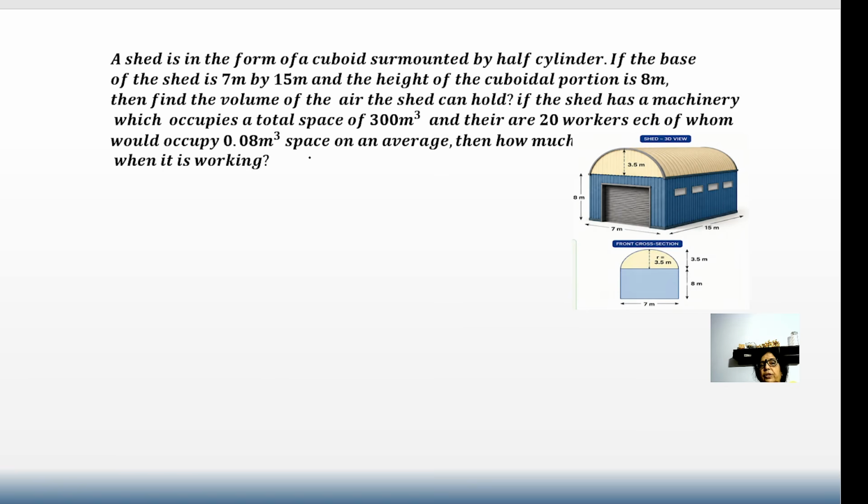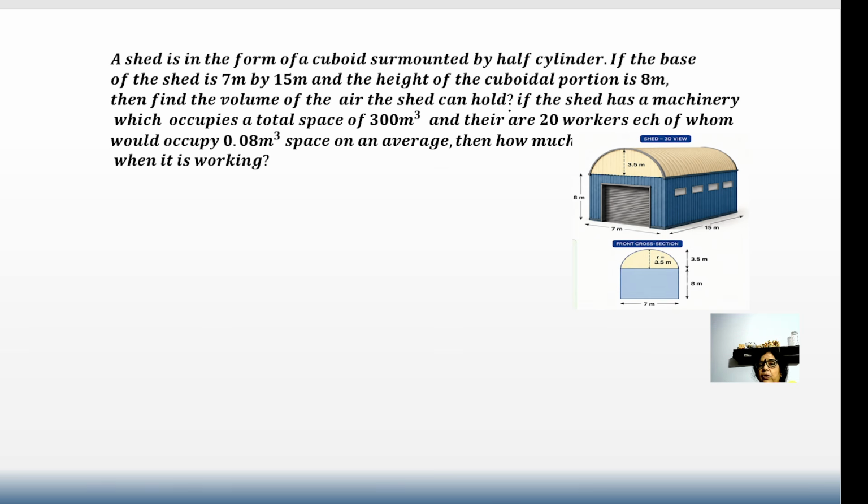The next question is, a shed is in the form of a cuboid surmounted by half cylinder. If the base of the shed is 7 meter by 15 meter and the height of the cuboidal portion is 8 meter, then find the volume of the air the shed can hold. So this is the first part of the question.